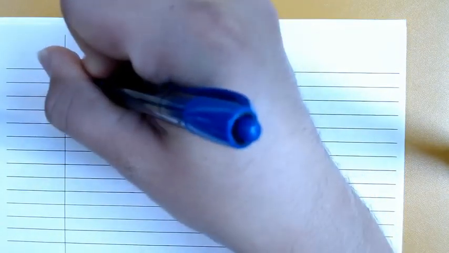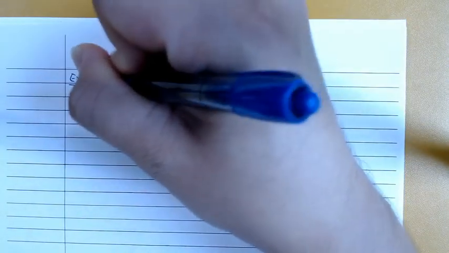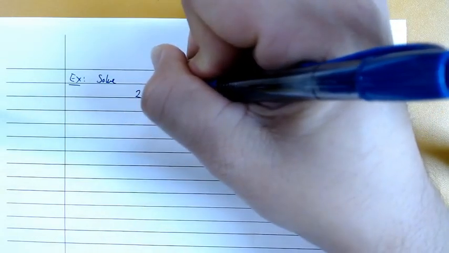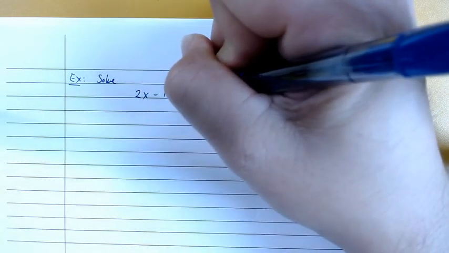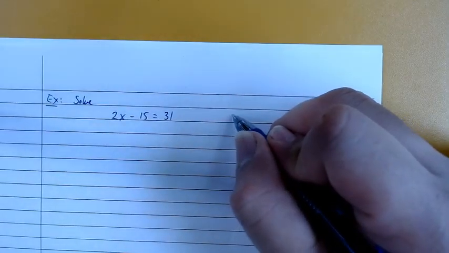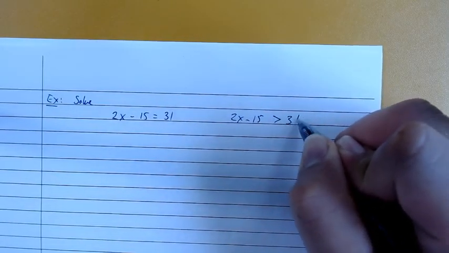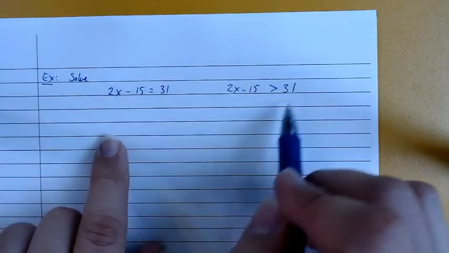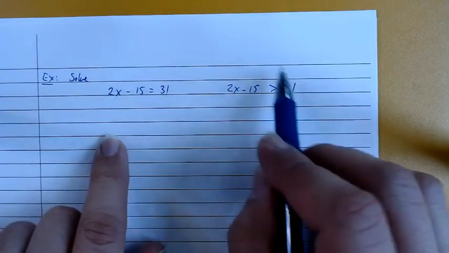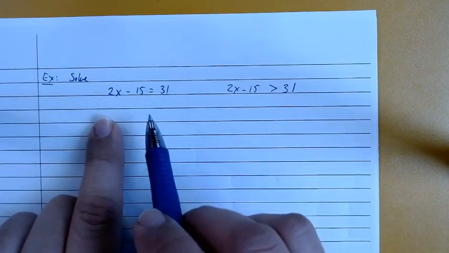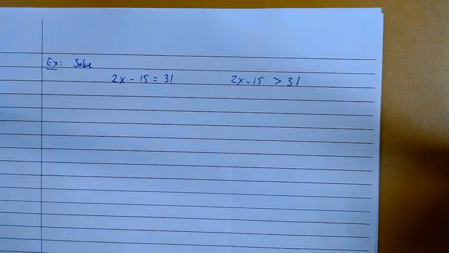So I'm going to go ahead and solve 2x minus 15 is equal to 31. And I'm also going to do 2x minus 15 is greater than 31. This is an inequality. This is what I'm working on. This is what this section is about. But I'm going to solve an equation at the same time just to compare what the two look like.